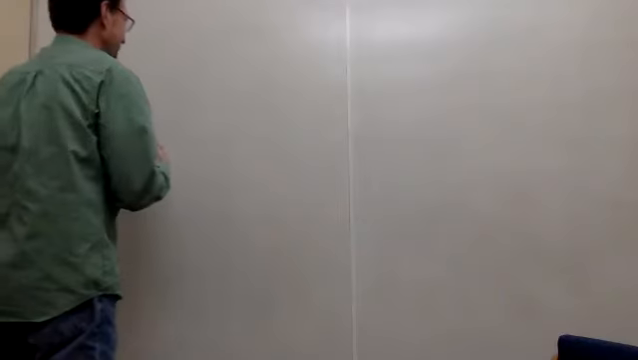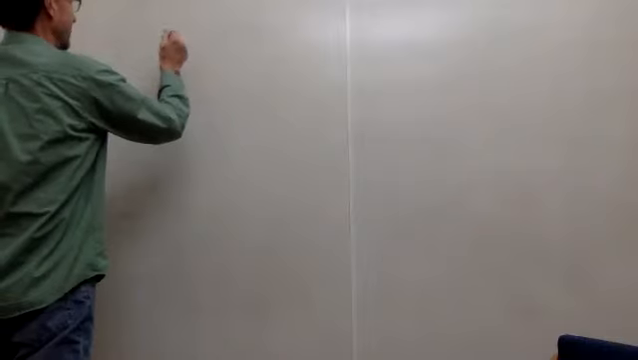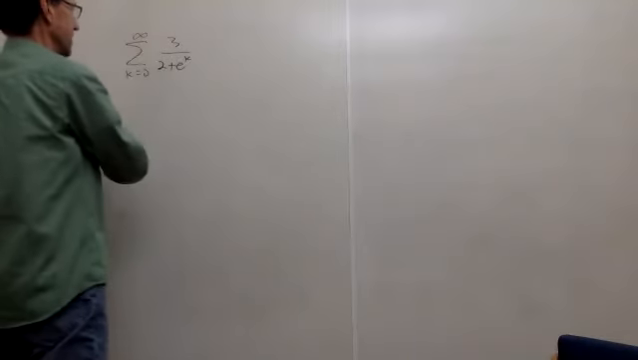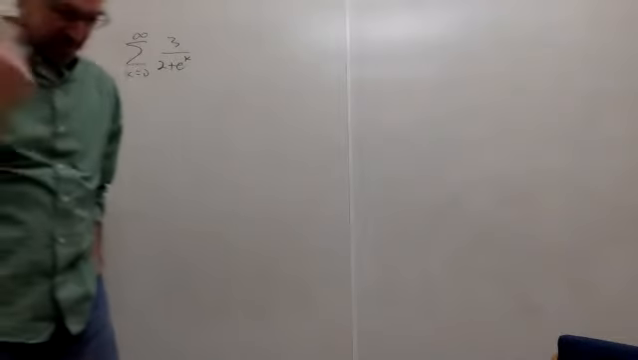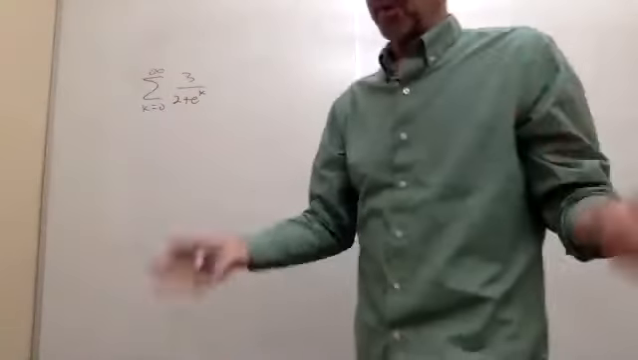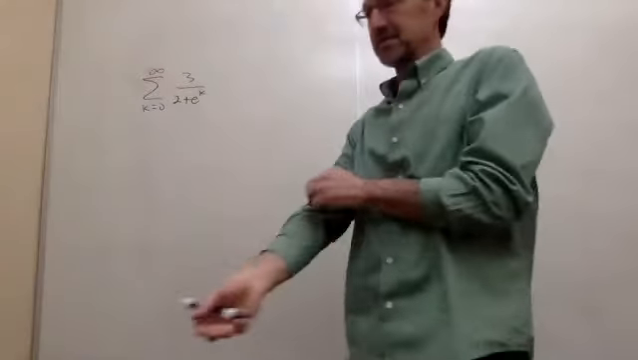Okay, tell me that one again. 3 over 2 plus e to the k, and it's the sum from k equals 0 to infinity. Yep. All right. So this is from chapter 10, not from chapter 11. We're not talking about power series. There's no x's in there. This is just a given series.